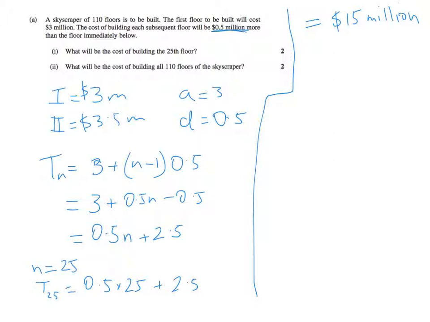Part 2 here, what will the cost of building all 110 floors of the skyscraper be? Couple of different ways we could do this. This is a sum question. What will the cost be of building all the floors? It's a sum question. So I would suggest we use the sum of n terms is n over 2, first and the last.